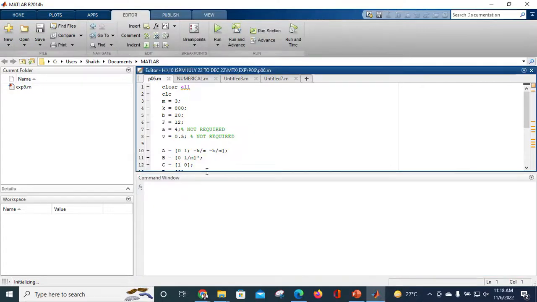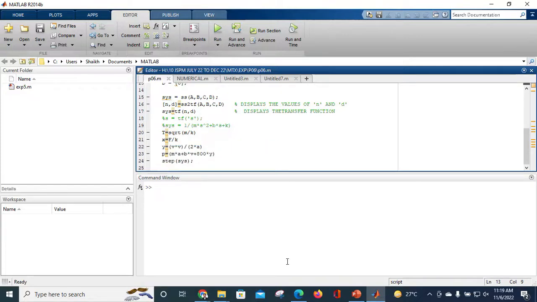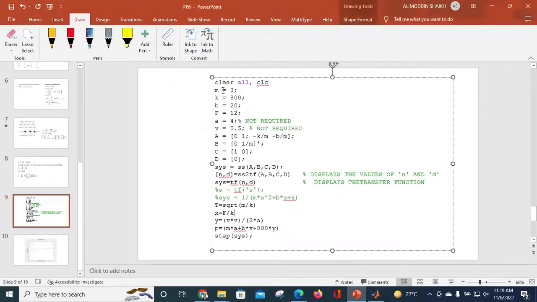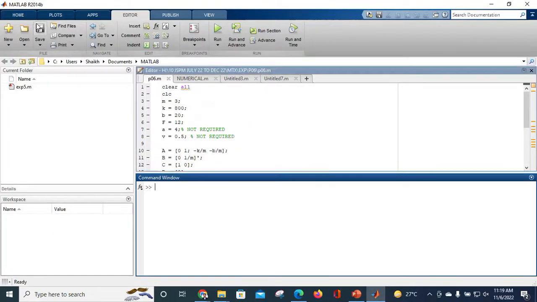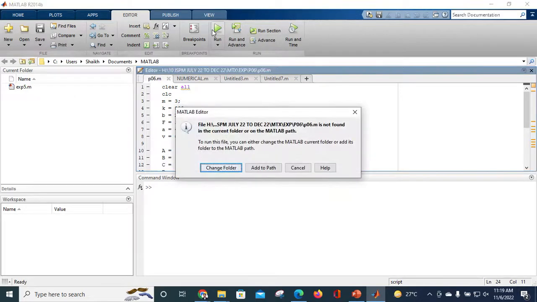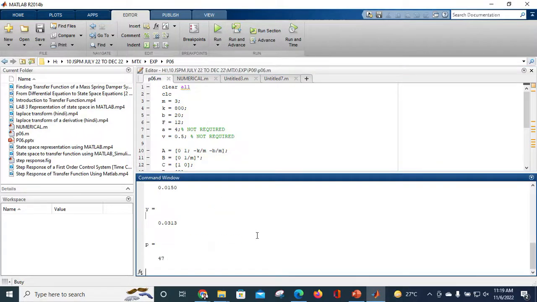Here, the same code is there for experiment number 6. Clear all, clc. I will remove this statement. Okay, the same code is there. Whatever code is here, that same code is typed here, and you just have to save and run. Change folder, and see here, suddenly we are getting the output.